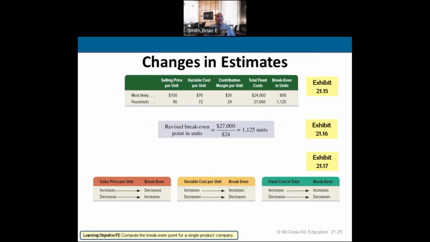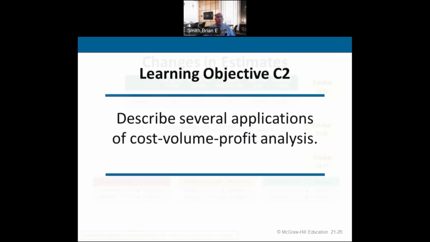Now, what happens if we have to have a change in estimate? Well, we just calculate it out. If we have a revised break-even point in units, we have to recalculate, we just move on to it. This is an exhibit you can look at and kind of just gloss over if you want to. I'm not going to be focusing a whole lot on changes in estimates, though you'll probably see some of this in your homework.